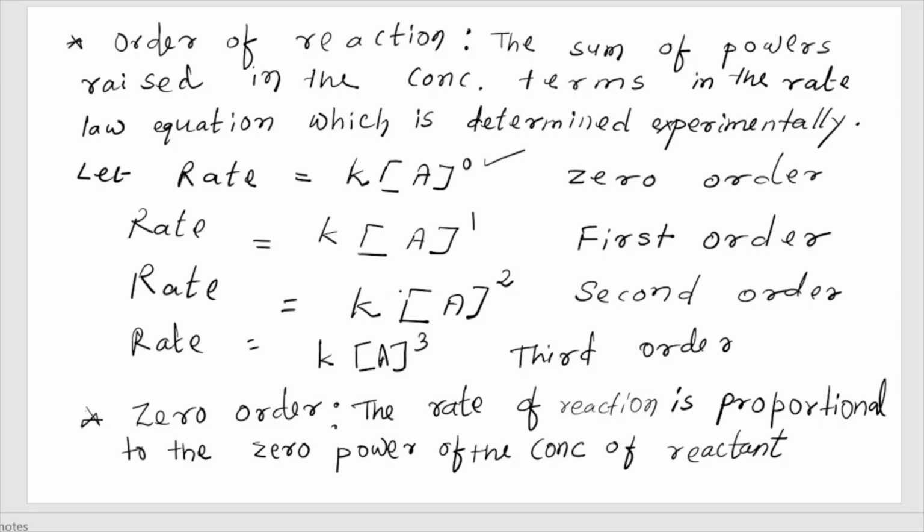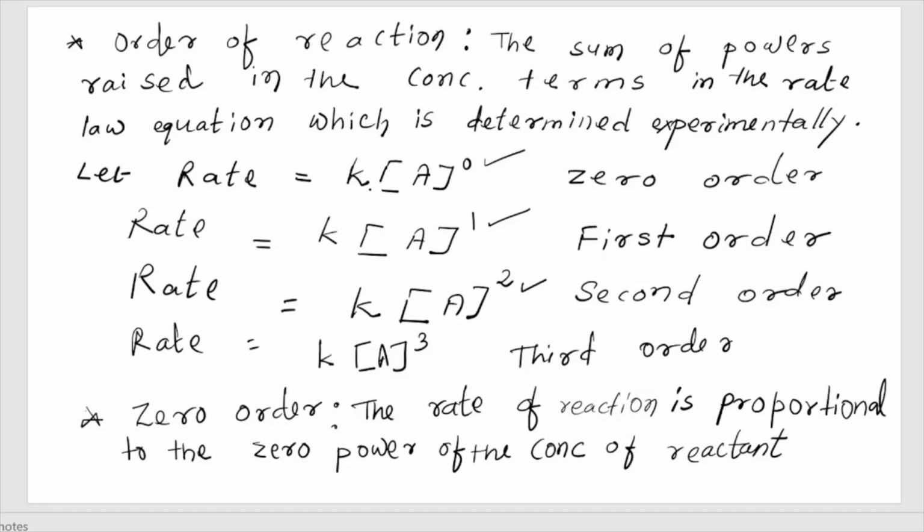Order 0. Similarly, if you say molar concentration of A to the power 1, then it is called first order. Similarly, molar concentration to the power 2, that is second order. Similarly, 3, then third order. That means how can you write here? Rate equal to K[A] to the power 0, and this K is the zero order rate constant.